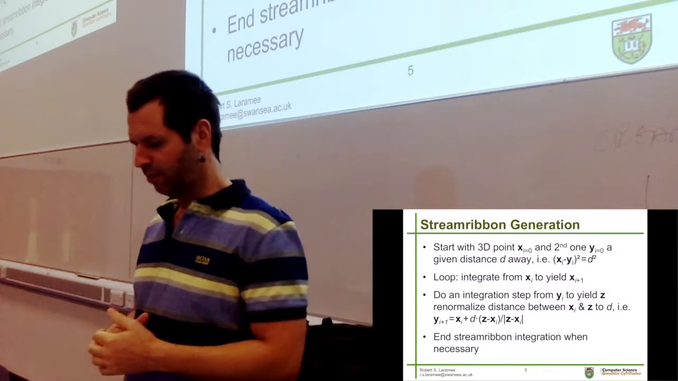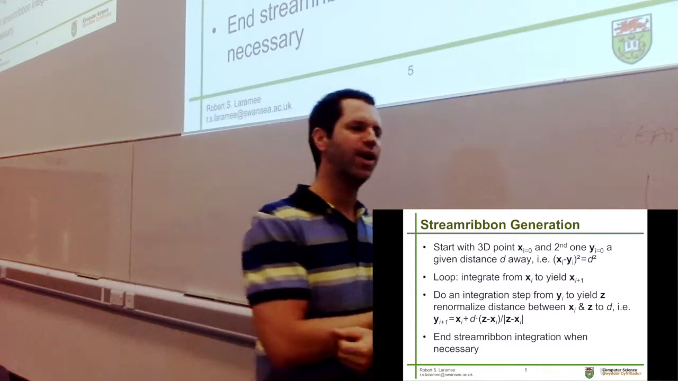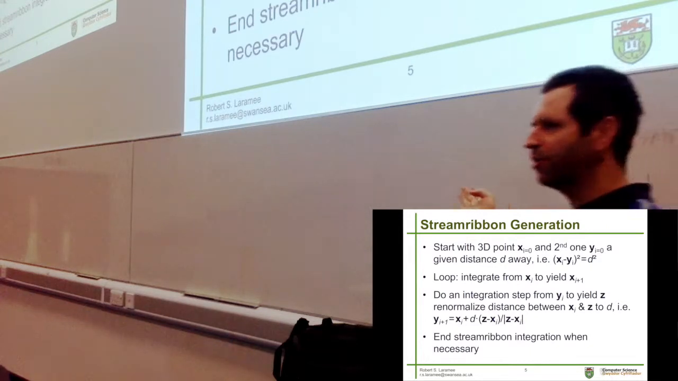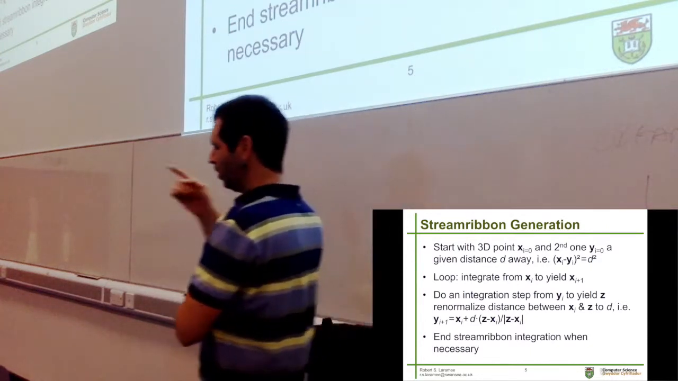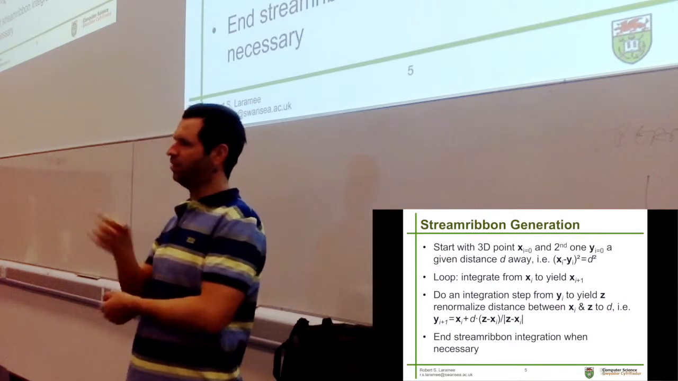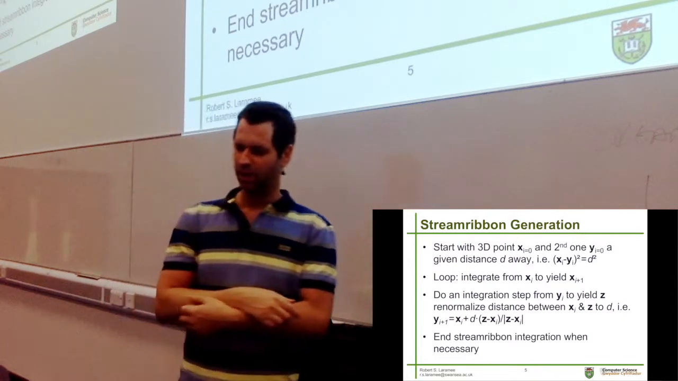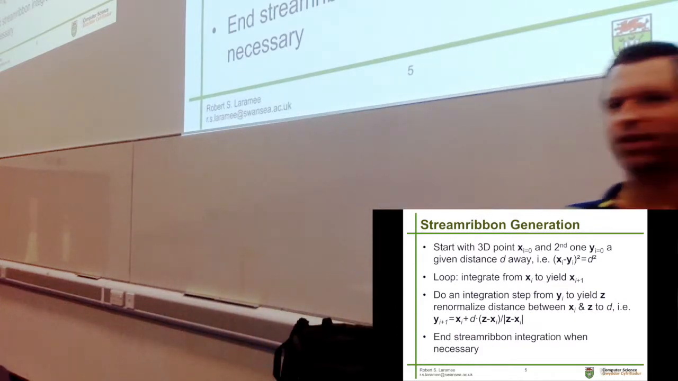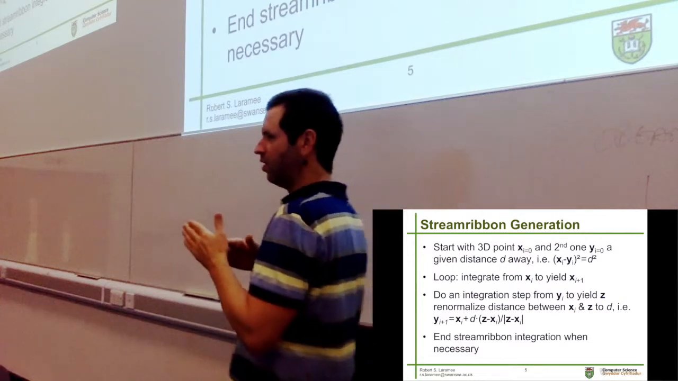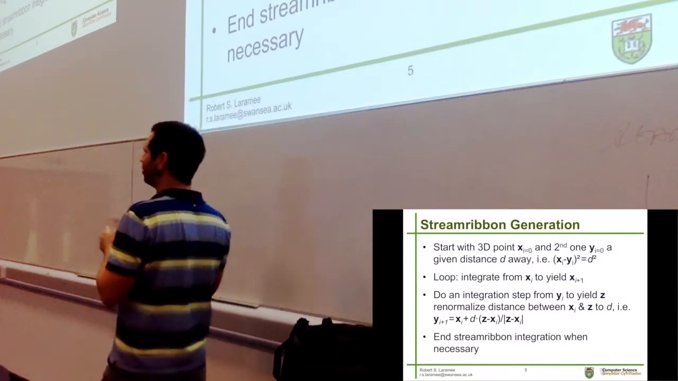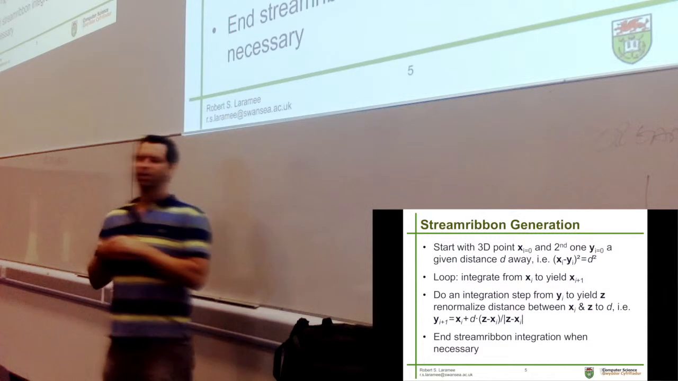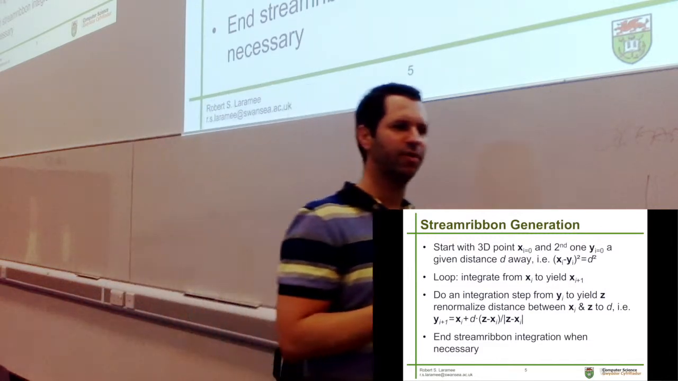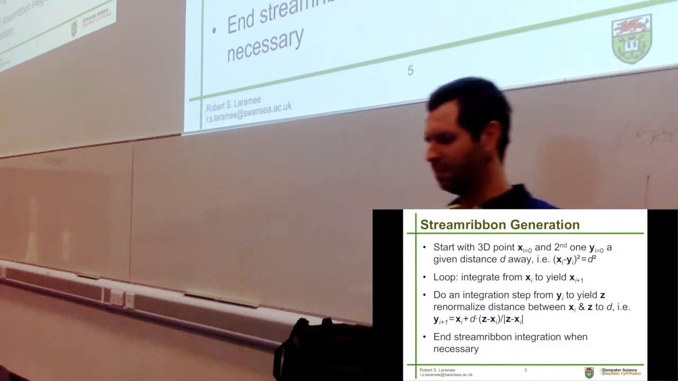And then the stream ribbons terminate the same way that streamlines do. Right? If you leave the domain, you terminate. If you intersect yourself, you can terminate a stream ribbon. If it hits a vortex, an area of zero velocity, it can also terminate. Or you can set a predefined maximum length of a stream ribbon and also terminate it. So those are the termination conditions that we talked about earlier today.